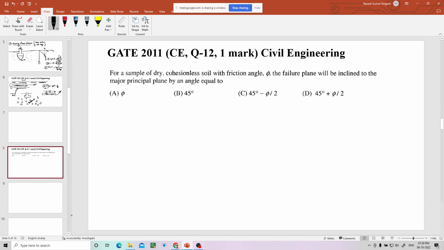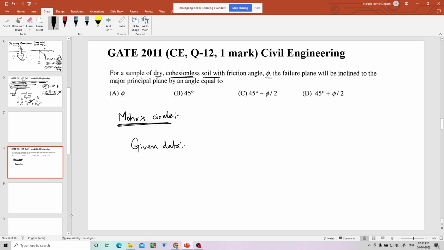This question is from the GATE 2011 paper only. This is the 12th question, which is of 1 mark. Let us go through this question. For a sample of dry cohesionless soil with friction angle phi, the failure plane will be inclined to the major principal plane by an angle equal to how much? This is again related to the Mohr circle. I hope you are very comfortable with Mohr circle right now, as per the discussion which we had.